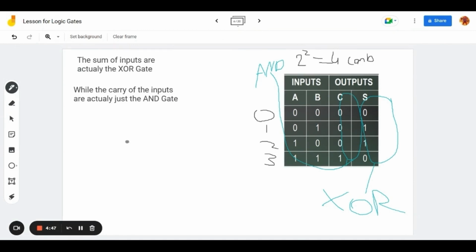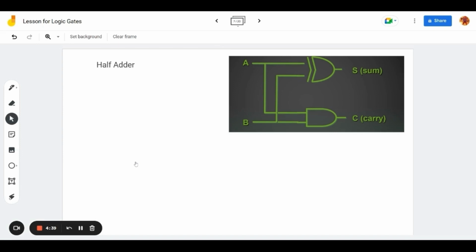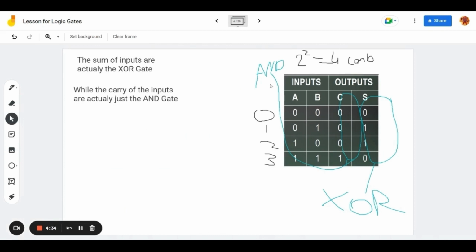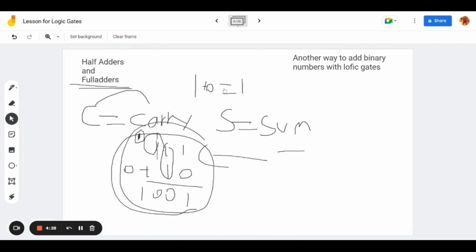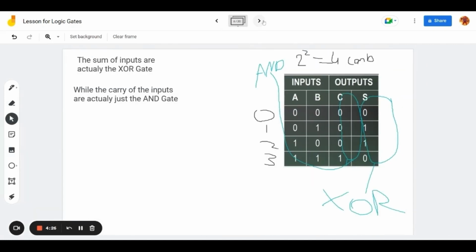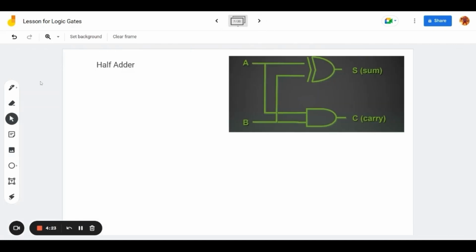Now here's how it's done. There's something called a half adder and a full adder. Let me show you. It's a half adder, and as I was saying earlier, we could use the AND and XOR gate to actually, instead of manually adding them together, just use the logic gates to add them together. That's exactly what we're going to be doing here. So this schematic that you see over here is called, as I said earlier, a half adder, and this half adder allows you to add two inputs together.